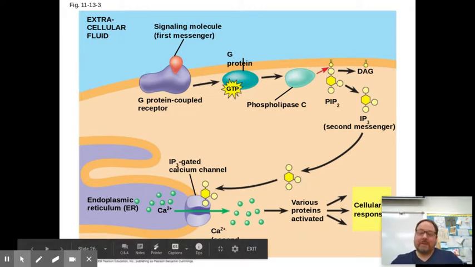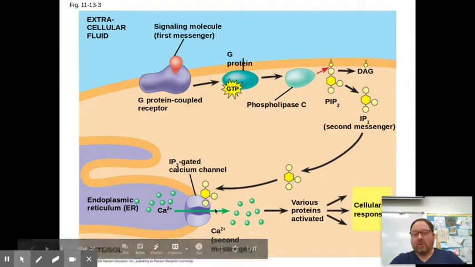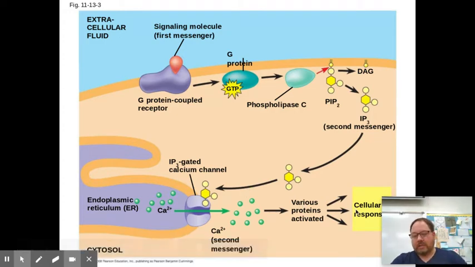So again, do you need to memorize any specific molecule in a pathway? Nah. What you need to be able to do is just sort of follow the arrows and see the interactions. And again, when they give you a what if, predict what would happen. So what if there's a mutation in this ligand-gated ion channel here? Well, if it doesn't get the signal from IP3, then the calcium ions don't get released and the cell doesn't respond.